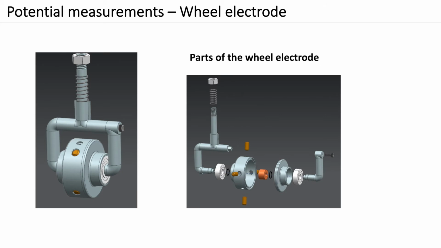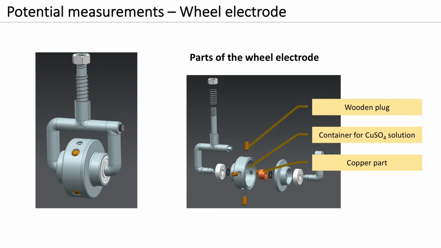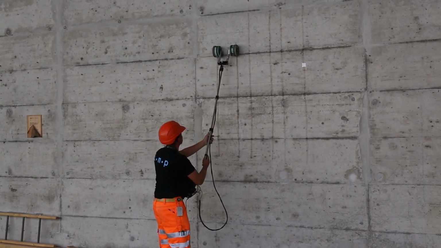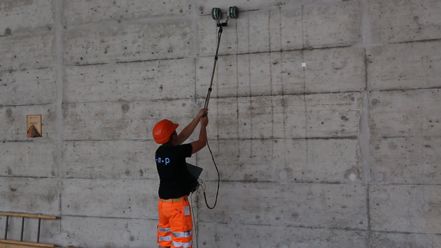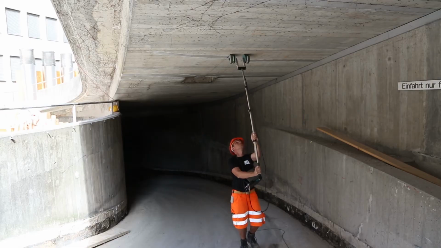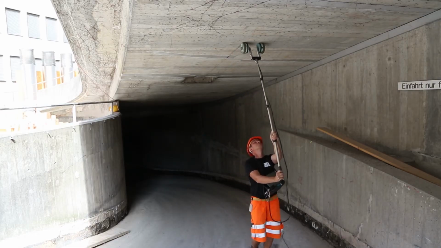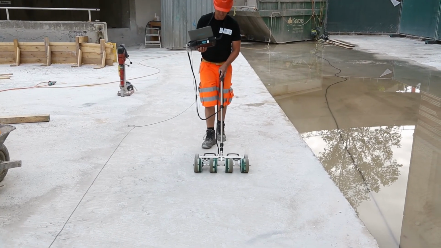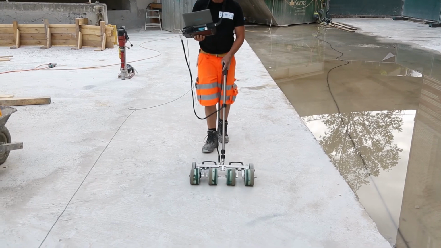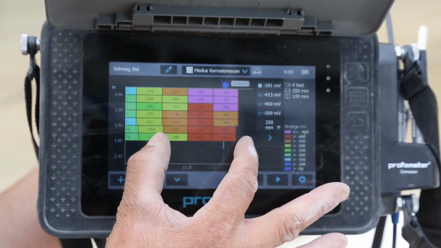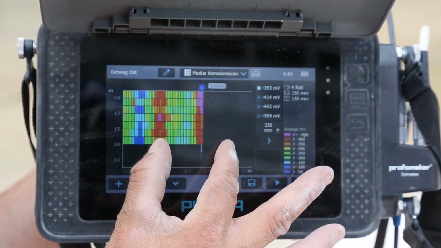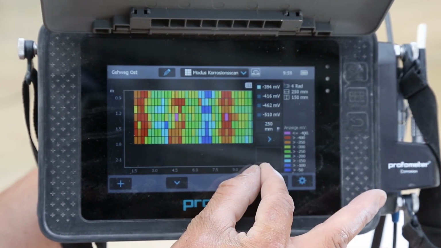Wheel electrodes are more complex than the single-point electrodes seen before, but they contain the same essential components: a copper part in a container with copper sulfate solution and wooden plugs to ensure contact to the concrete. Here we can see how such wheel electrodes are used on an engineering structure, for instance on walls or overhead structural members up to a limited height. For even more efficient measurements on a top surface, arrays of 4 or even more electrodes are also used. The measurement results can be directly viewed on the screen of the measuring device on the construction site.